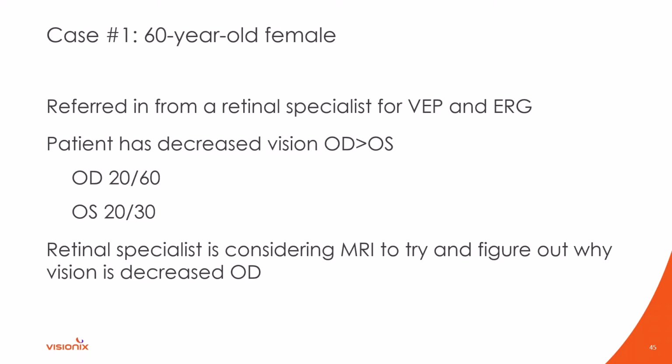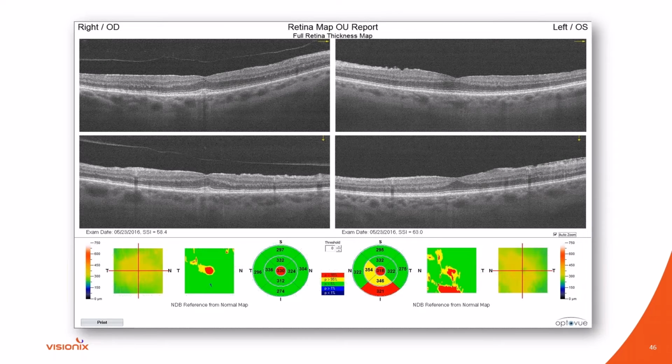The retina, by my judgment, is not poor enough to cause 20/60 vision. The retina looks like a 20/25 to 20/30 retina, but yet this patient is 20/60. The retina specialist was considering an MRI to try to figure out why the vision is down in this right eye. Again, 60-year-old female. And you take a look at the OCTs.